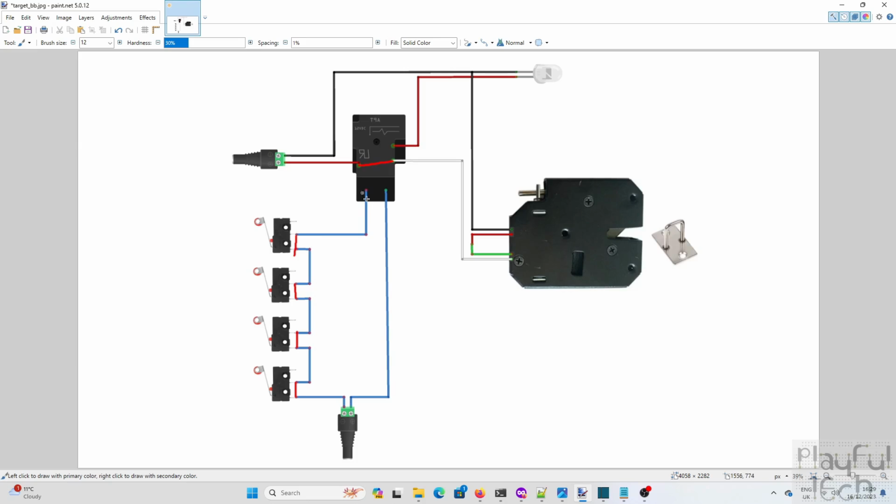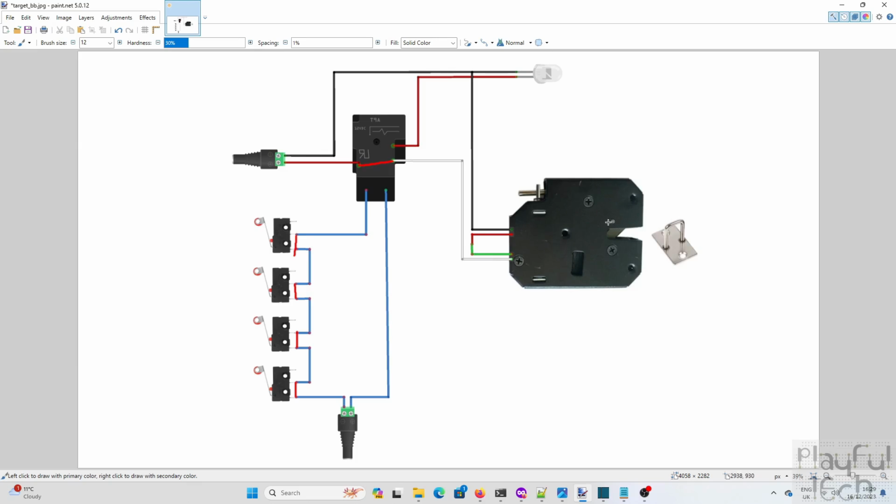Now, the reason I have shown this diagram with them being separate though is to highlight the fact that electronically speaking, these are separate isolated circuits. And that's important because generally speaking, you wouldn't want to place delicate microswitches like this directly in line with a power supply to a component such as a maglock.